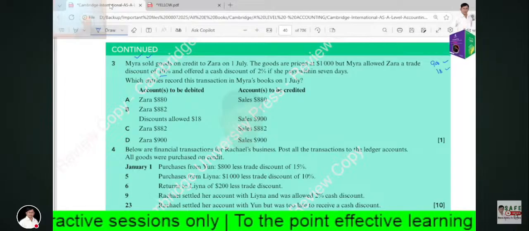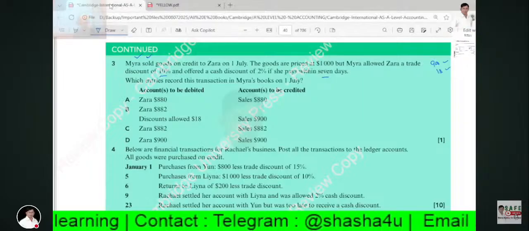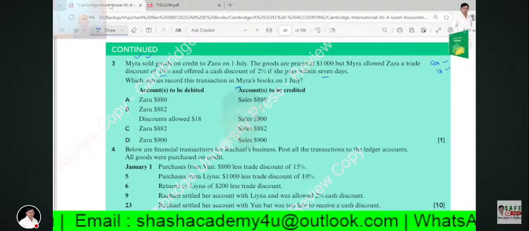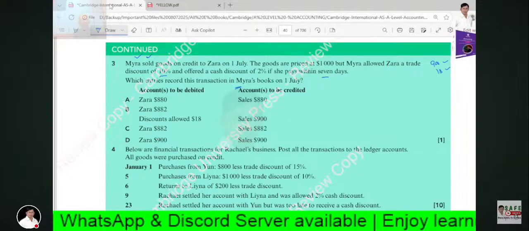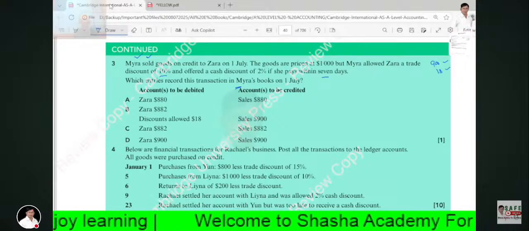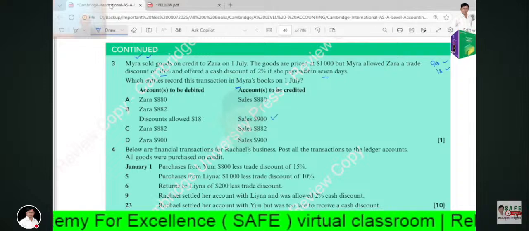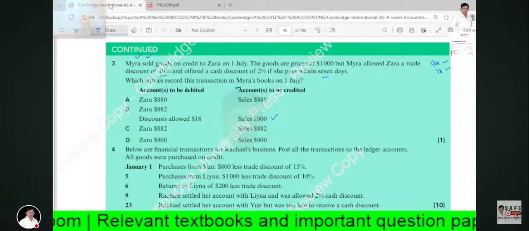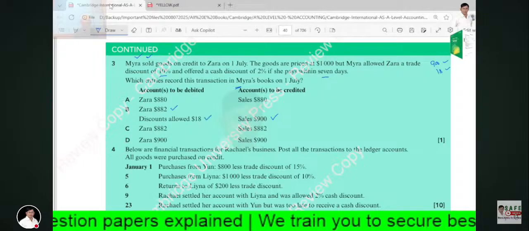She pays within 7 days. Now which entries record this transaction in Myra's books? Myra has sold, so a sales entry will be recorded at 900. Zara will pay 882 and the discount allowed is 18. So this is the entry.